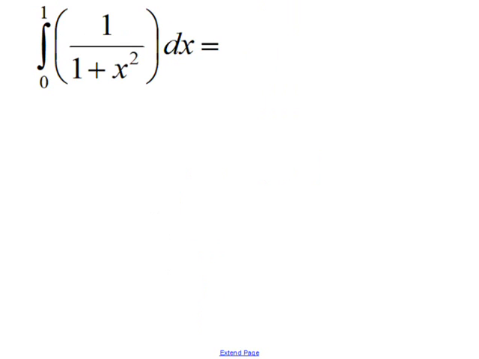All right, why don't you go ahead and stop this, see if you get it on your own. Again, you're trying to think of which function, when you take the derivative, gives you 1 over 1 plus x squared. And hopefully you're saying to yourself, oh, I remember that one. That one is arctan. All right, so arctan, and we're going to evaluate it at 1 and 0.